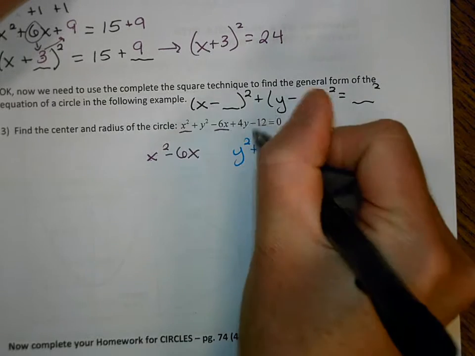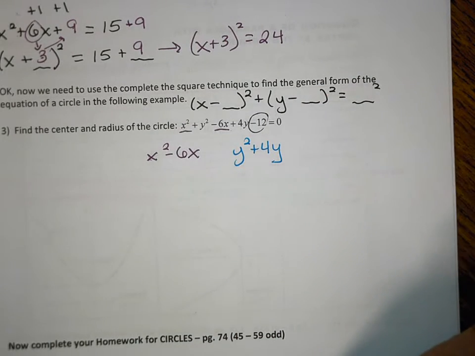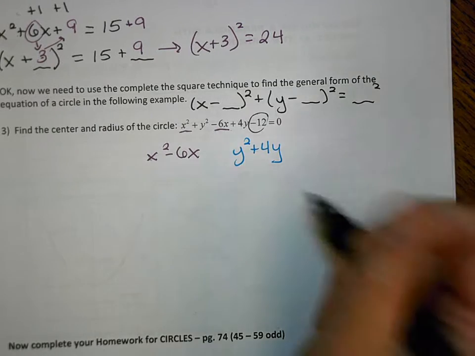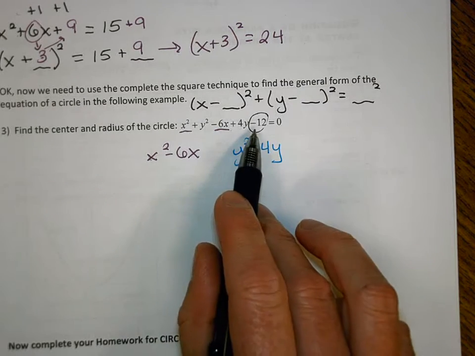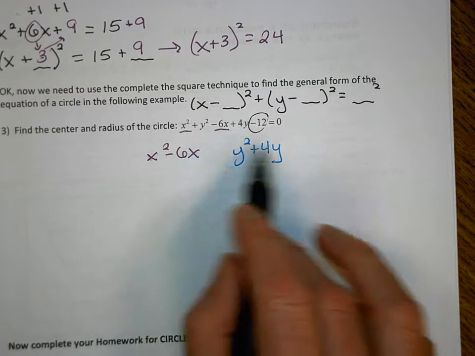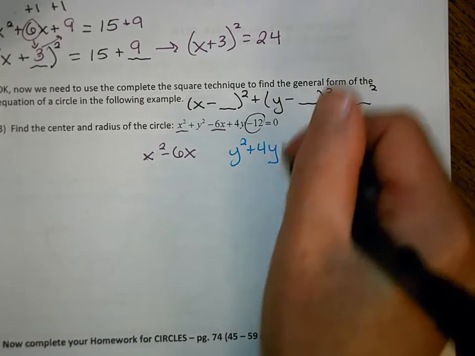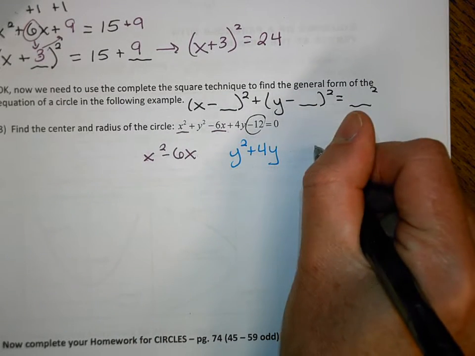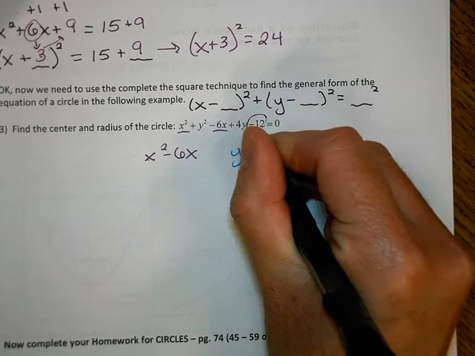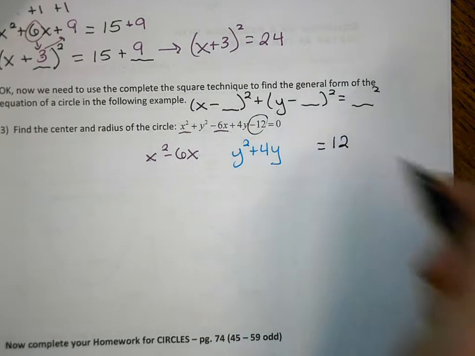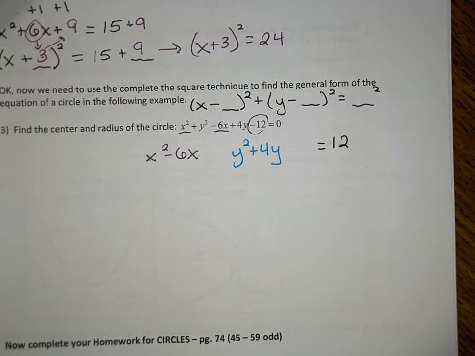This 12 is really doing us no good here, because it's not going to help us out on either of these to be able to complete the square. So I'm going to put my equal sign here, and I'm going to add 12 to both sides, which means the 12 gets on the other side of your equal sign.